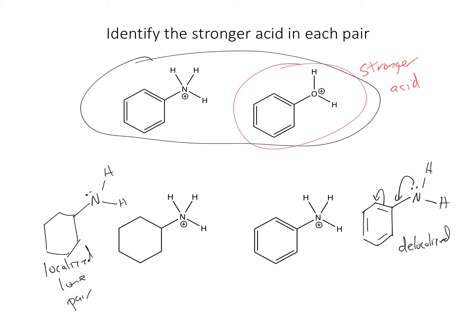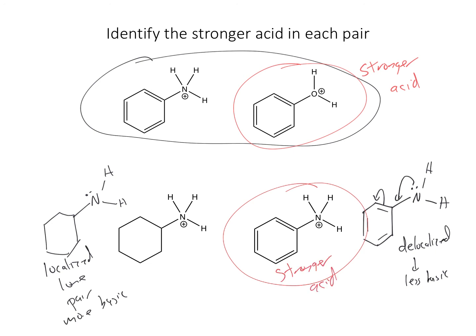And remember that delocalized lone pairs are less basic. So this compound is more basic. So if this is the stronger base and this is the weaker base, then, right, stronger base, weaker acid; weaker base, stronger acid. So in this case, that is our stronger acid.